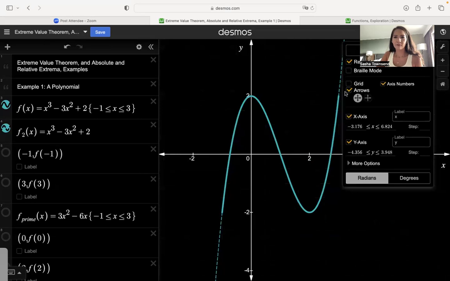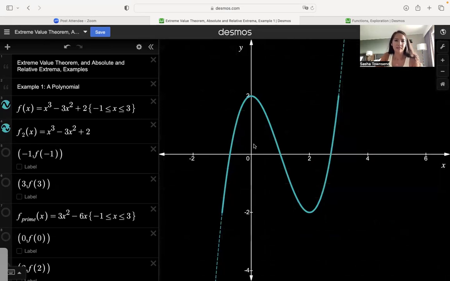And I think I want to get rid of the grid for a minute. And now you can see that the absolute extrema are going to occur at x equals 0 and x equals 3. Those are your maxes. And the absolute minimums occur at x equals -1 and 2. Those are your mins. You can see it on the picture. But one way that we can verify that is typing in these functions. So this is our function, and we're interested in the function values on that interval from -1 to 3.